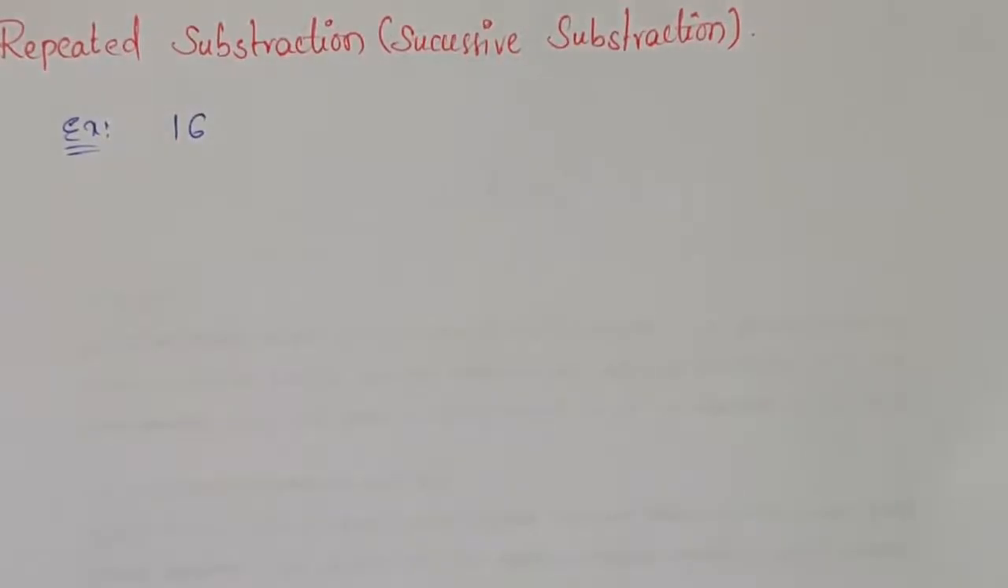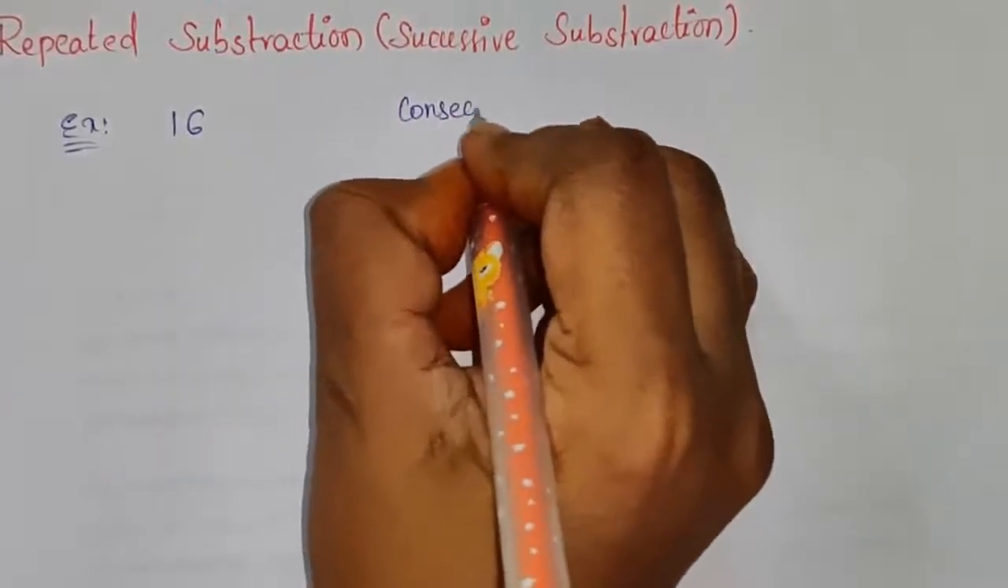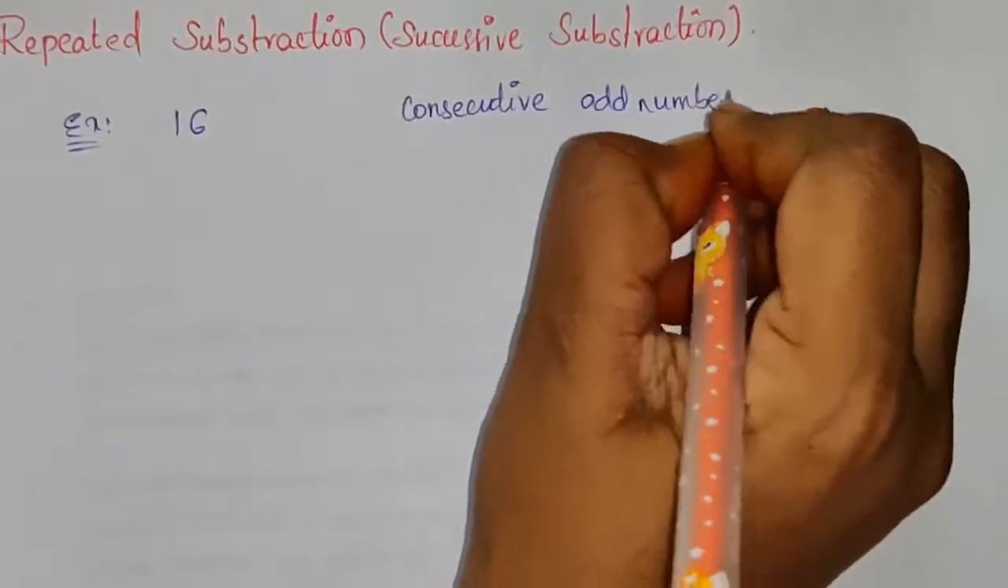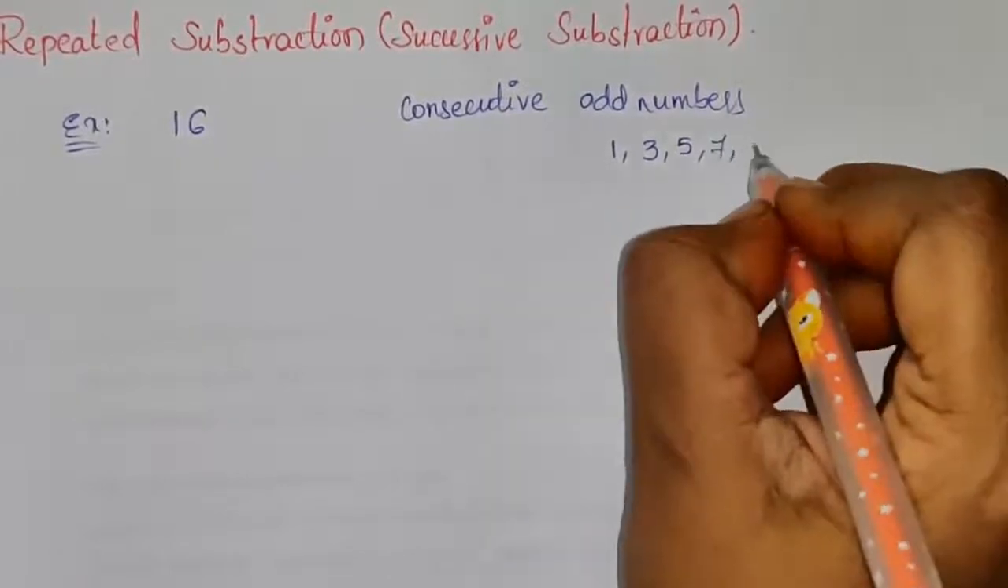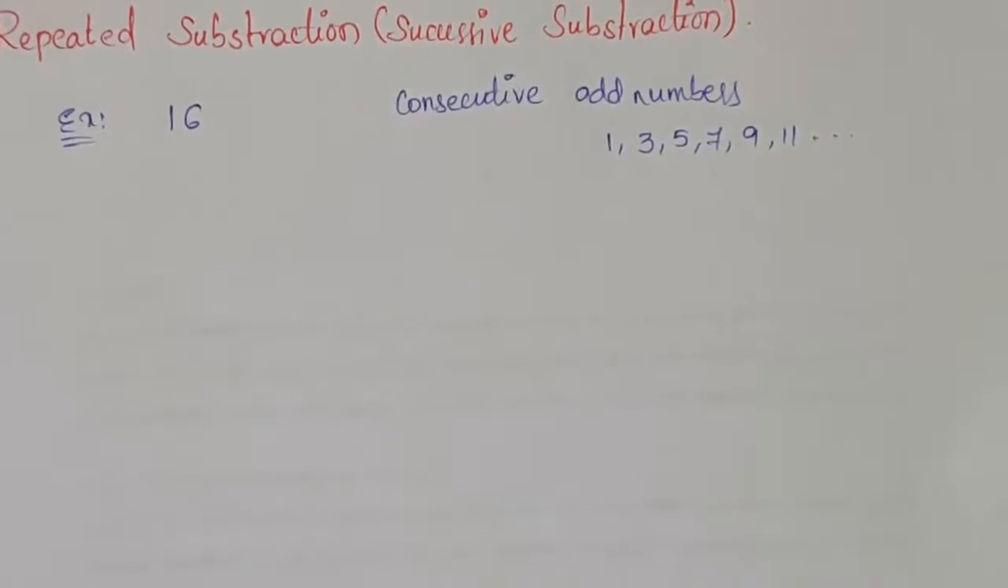Okay, so how can we find the square root of 16? By the successive subtraction method. In this method we will subtract consecutive odd numbers from the given perfect square number. Okay, what are the consecutive odd numbers? Those are odd numbers, that is 1, 3, 5, 7, 9, 11, etc. Okay, these are all known as the consecutive odd numbers.